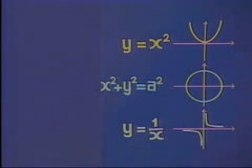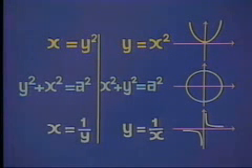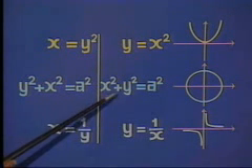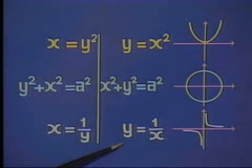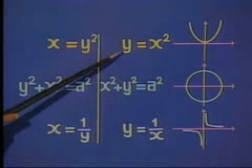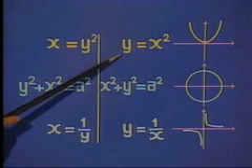We can also check the symmetry about the line y equal to x. Just interchange x and y in the equation. If you get an equivalent equation, then the curve is symmetric about the line y equal to x. You can see that the curves represented by these two equations are symmetric about the line y equal to x, whereas the curve represented by this equation is not.